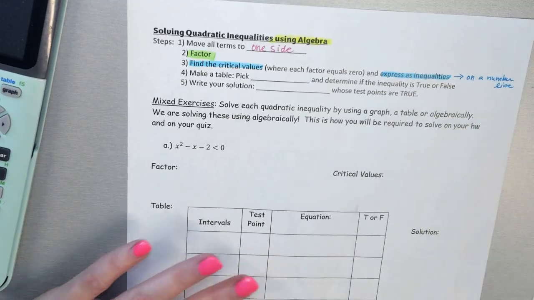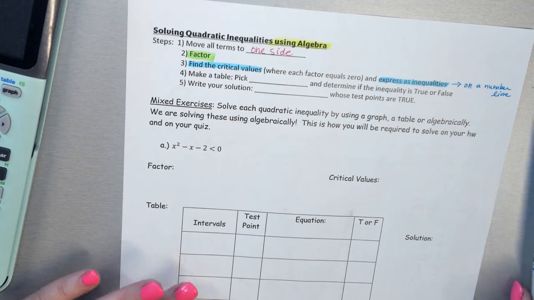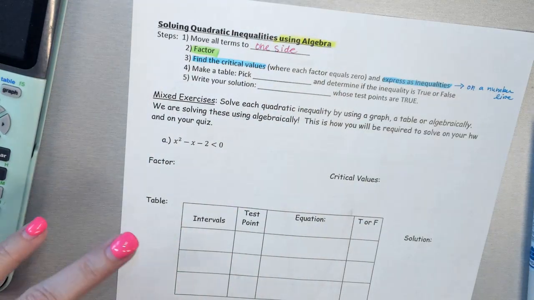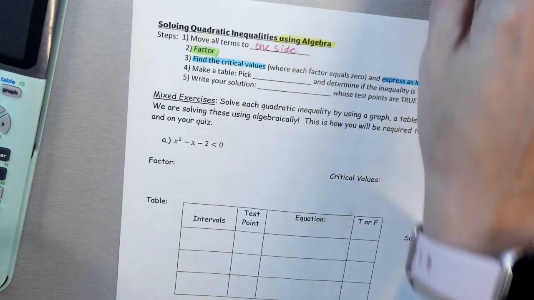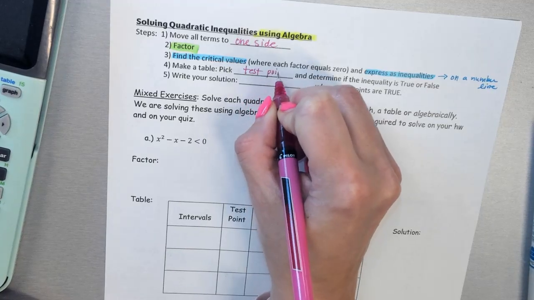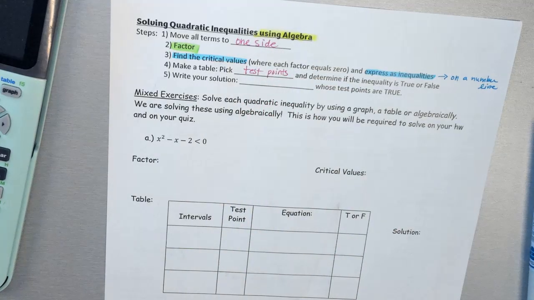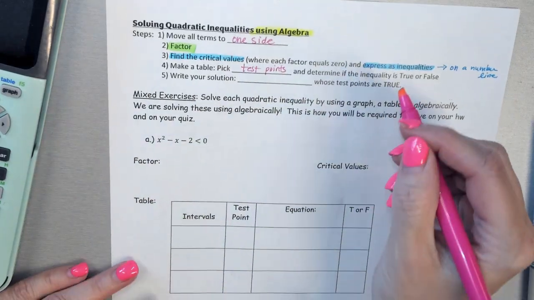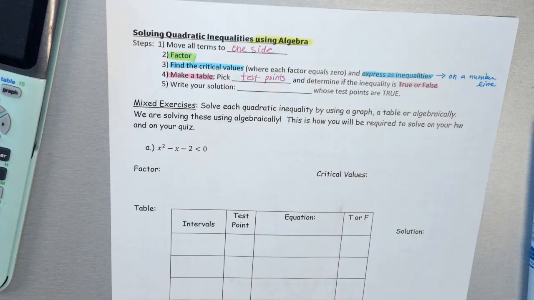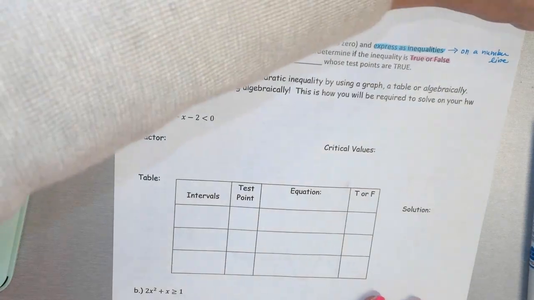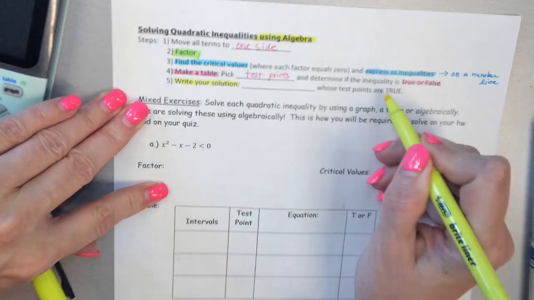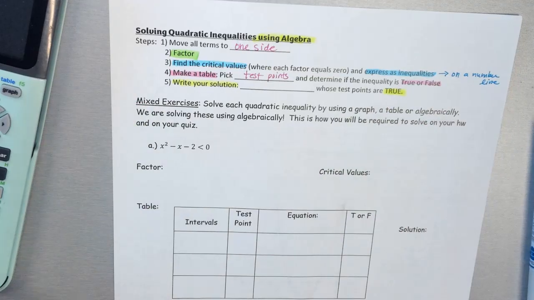Okay, so we're going to express as inequalities on a number line. Then we're going to make a table, a chart, and when we do that, we're going to pick some test points in these intervals and determine if it's a true or a false statement. So we make a table, determine true or false, and then write our solution, which is wherever the test points are true.